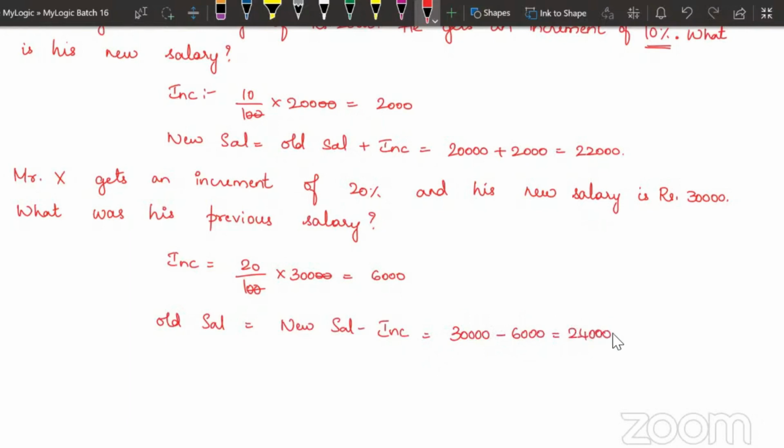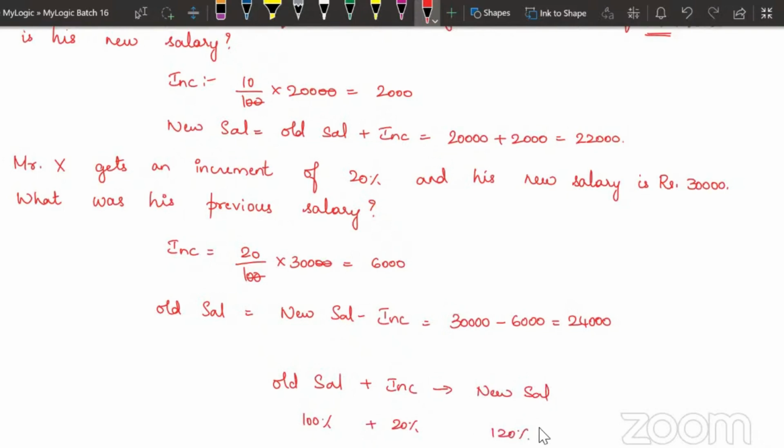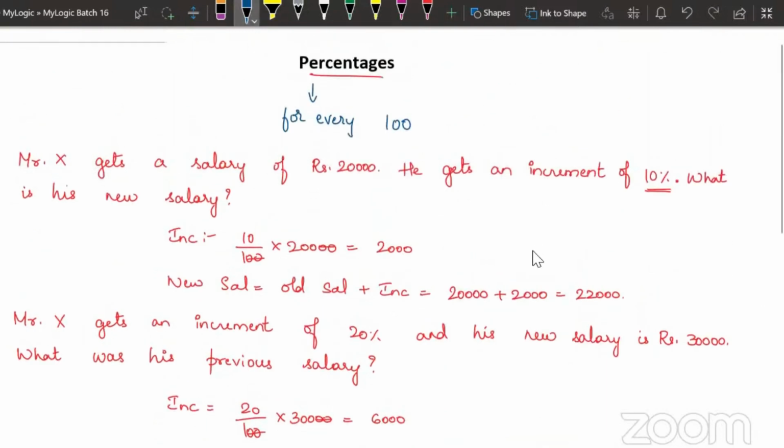This is how you people have calculated, but this is wrong because the original salary is 100% of the salary. And increment is 20% of this, okay? And that gives you the new salary, and the new salary is actually 120% of the original salary. Is that clear? So the first one was correct.